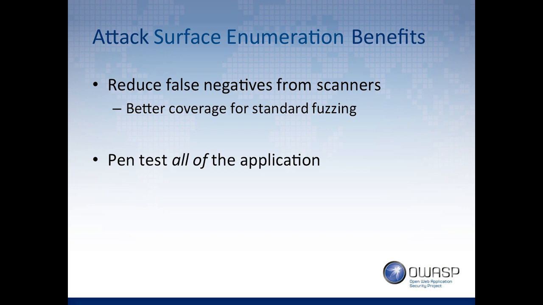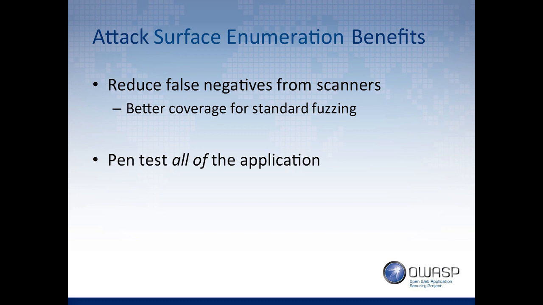And using automation, you're always going to have false negatives, right? There are things that scanners can't find, business logic flaws, authorization, authentication errors, things of that nature, right? You shouldn't expect scanners to find that, but it is reasonable to expect scanners to find SQL injection, cross-site scripting, those types of things that have a strong signature.